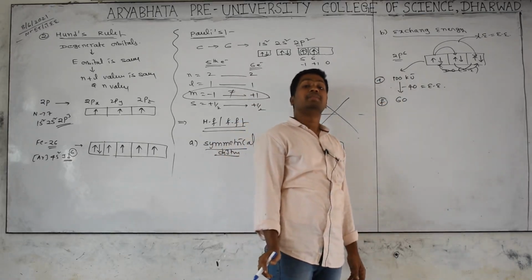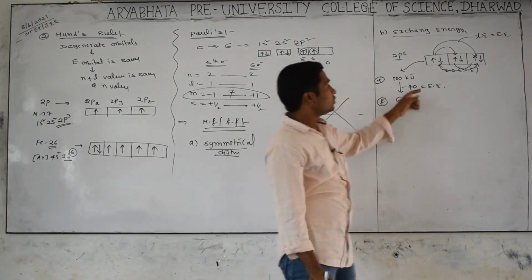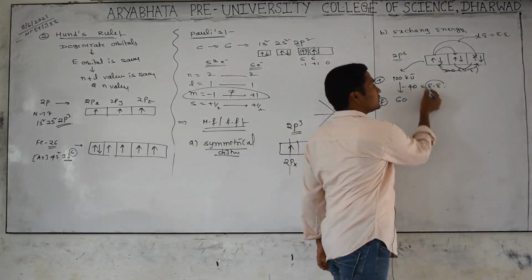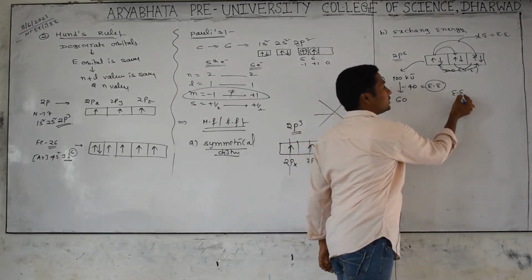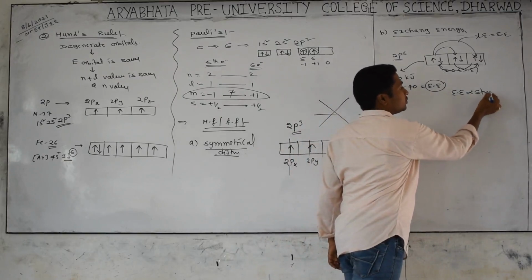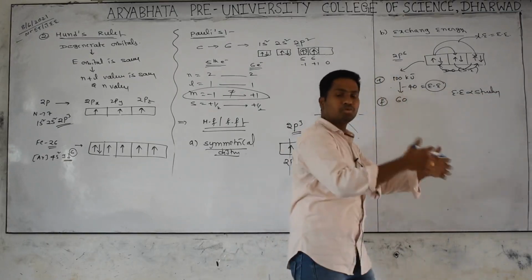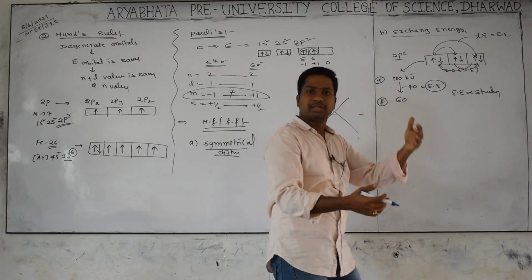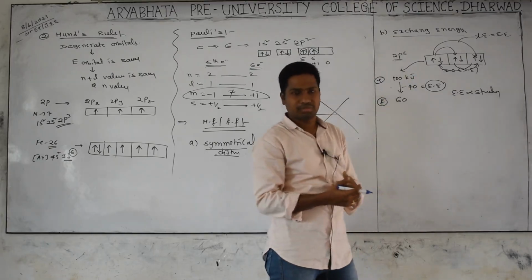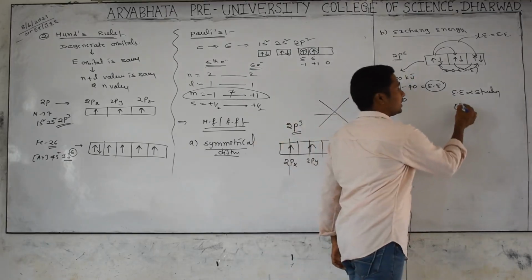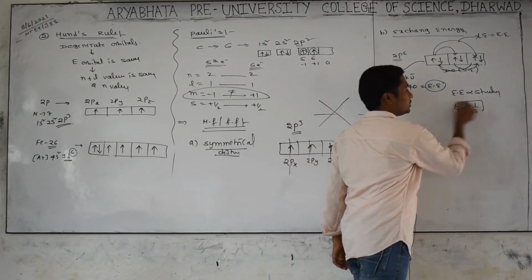Less energy means more stable. That's why we say more exchange energy, more stability. Exchange energy is directly proportional to stability. It means more energy is lost, so finally the material has less energy. Less energy means more stable. So generally, we say energy is inversely proportional to stability.